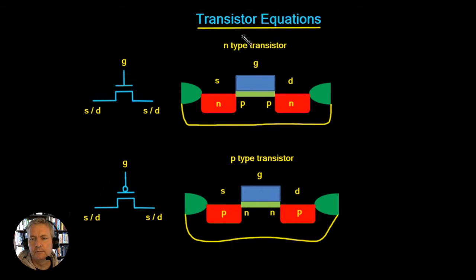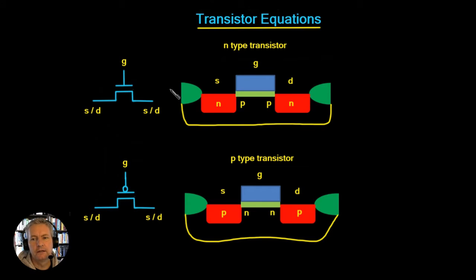In this N-type transistor, the charge carriers are electrons, and we said the electrons come from the source. Now electrons always travel from a low voltage to a high voltage, so that means that the source here, which is the source of the carriers, which are electrons, must be at a lower voltage than the drain.